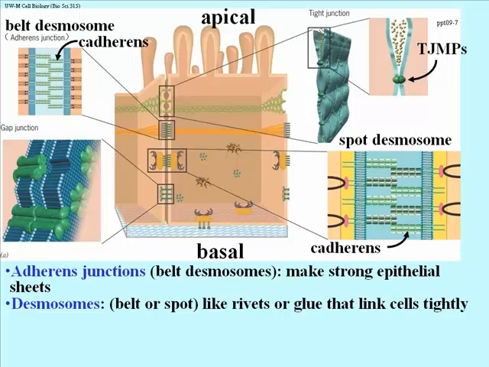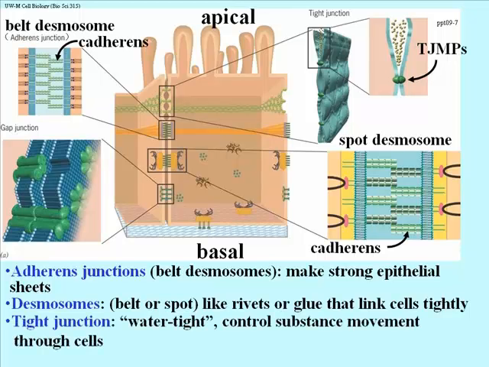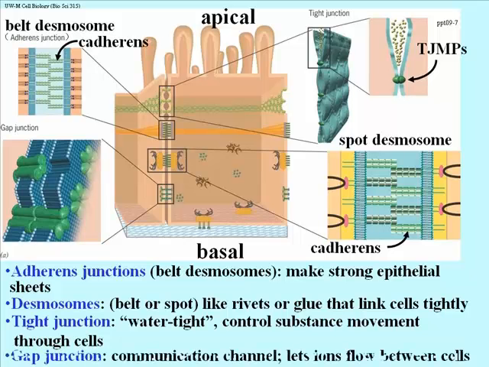The spot or belt desmosomes, I told you, were rivets or glue that link cells together tightly. The tight junction, made with those TJMPs, forms a watertight barrier that can control how substances can move. They can either get into the cell and traverse a sheet of cells from one side to the other, or they can't get across the sheet. That's what the tight junction is all about.